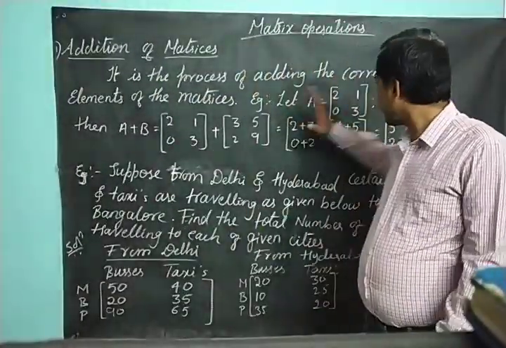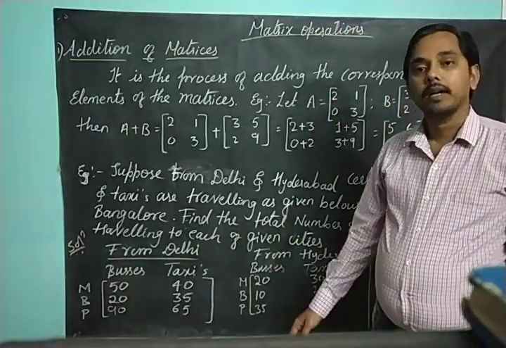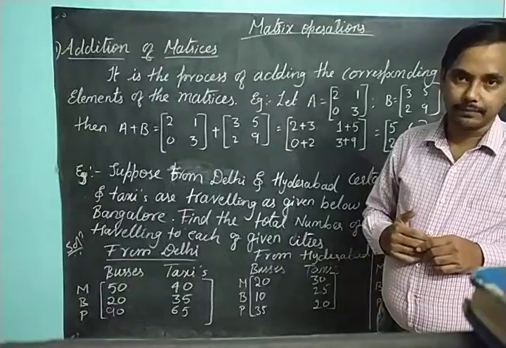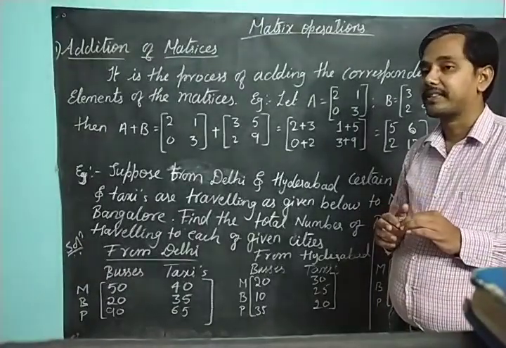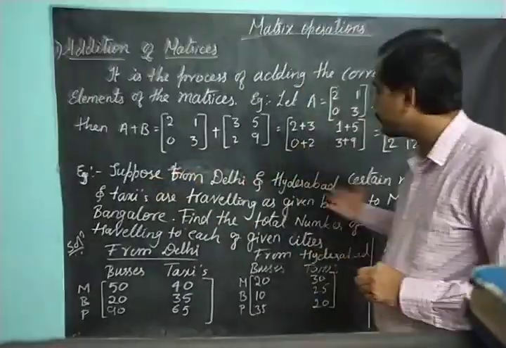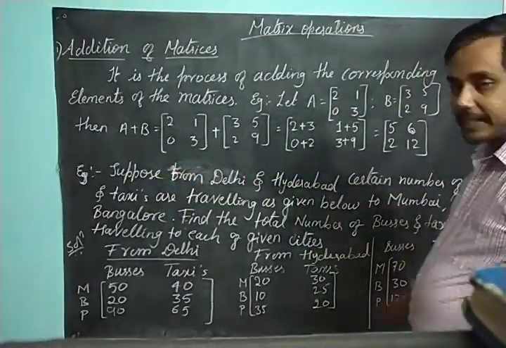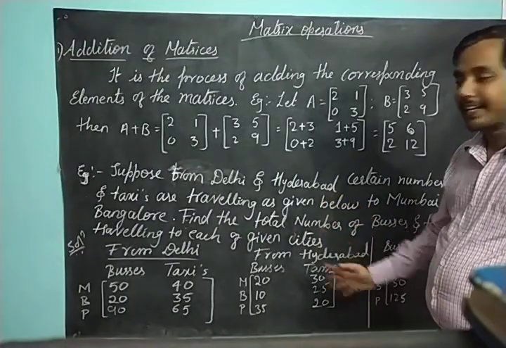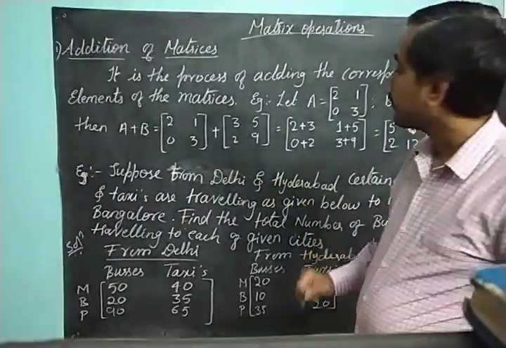If it is given in numbers, directly you can add, but if it is given in some other form, how do you add the matrices? Let us try to understand with a simple example. What is there here? It is actually simple, but appears to be very big. Don't get worried about that. It is very simple.